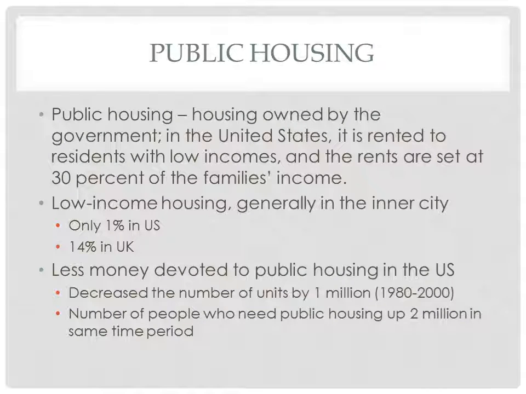So now let's shift to public housing, because if you can't afford to buy your own house and the bank is refusing to lend to you, hey, there has to be another alternative. So one thing that we can talk about now is public housing. Public housing, by definition, is housing that is owned by the government. In the United States, it is rented to residents with lower incomes, and the rents are set at 30% of the family's income. Or it may be set around 30%, it might be 28.5% or 27%. It may depend, but it's right around 30% of the family's income.